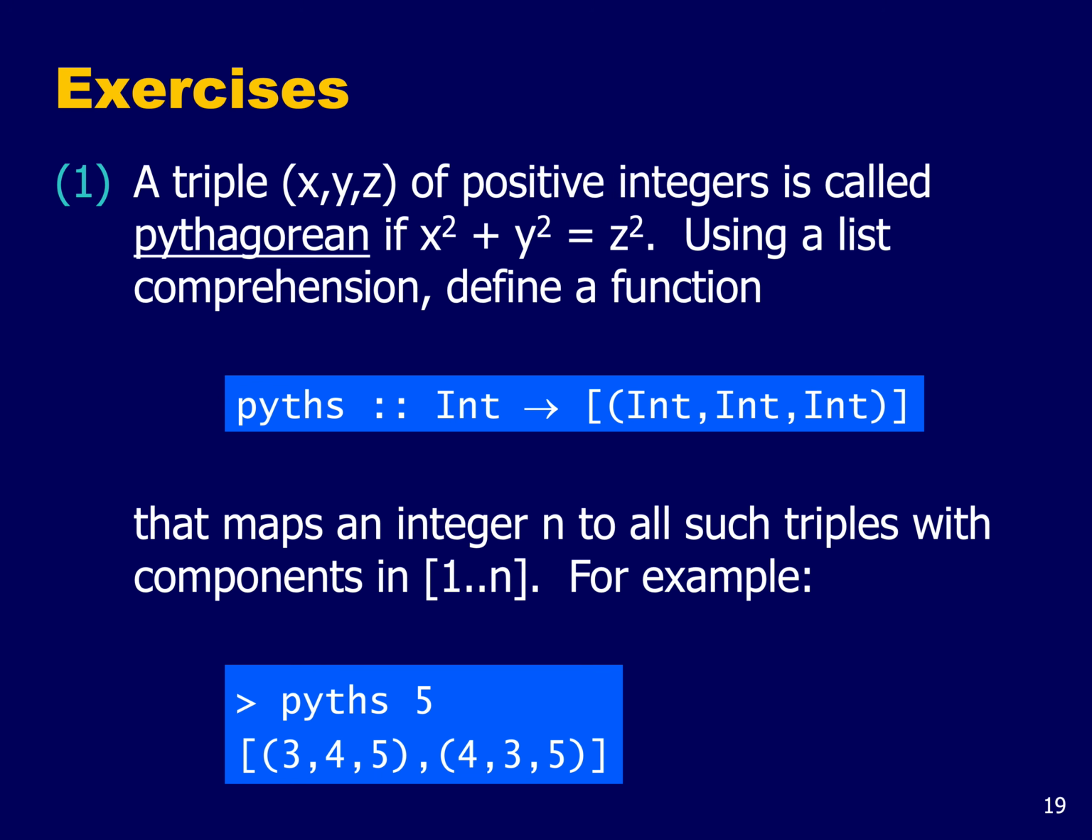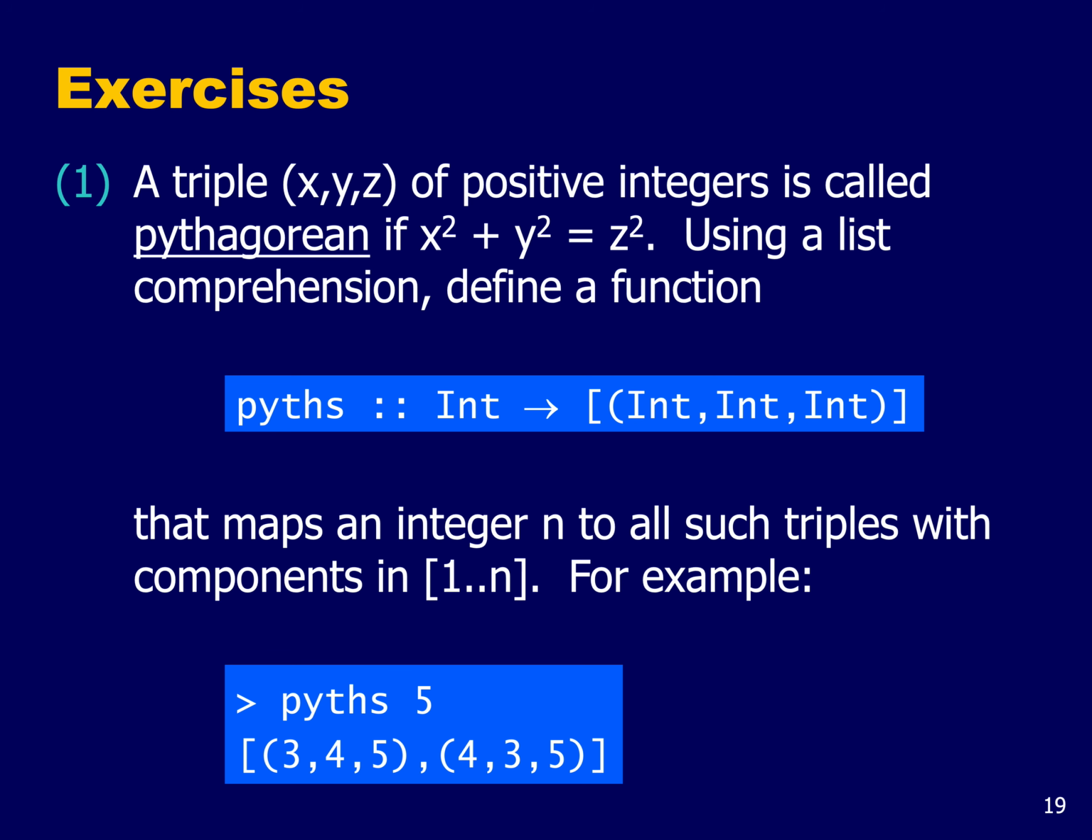So let's move over to the exercises for today now. I've got 3 exercises for you. The first one is to do with right-angled triangles, and we're going to be looking at Pythagorean triples. A triple x, y, z of positive integers is called Pythagorean if those are components of a right-angled triangle, so x squared plus y squared equals z squared. What you've got to do is, using a list comprehension, define a function that returns Pythagorean triples whose components are in a given range. So for example, down at the bottom, if we give Pyth the number 5, it should return all the triples x, y, z where all the numbers are in the range 1 to 5.